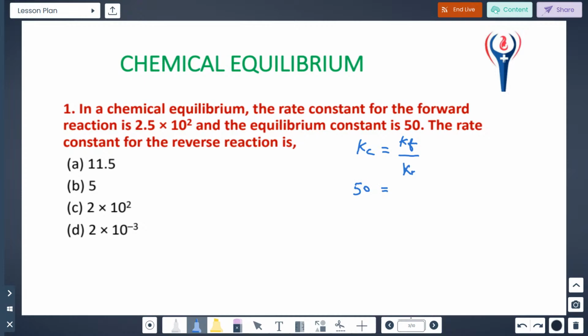Kf, the rate constant for forward reaction, which is also given, 2.5 into 10 power 2, understood, by Kr. They are asking to find out only the reverse reaction constant, Kr. That's all, simple. Now if you rearrange, we can get, therefore, Kr is equal to 2.5 into 10 power 2 by 50.